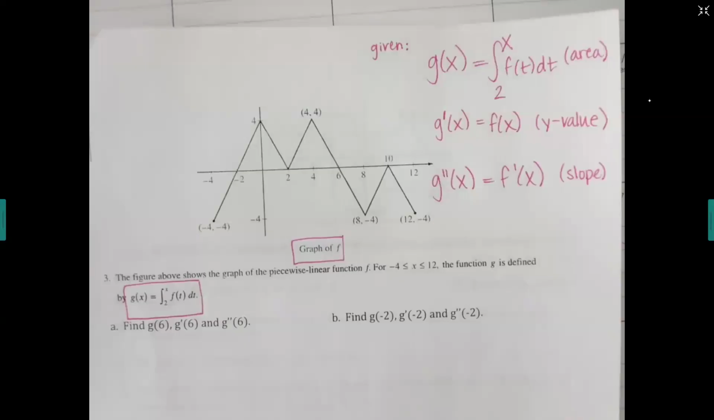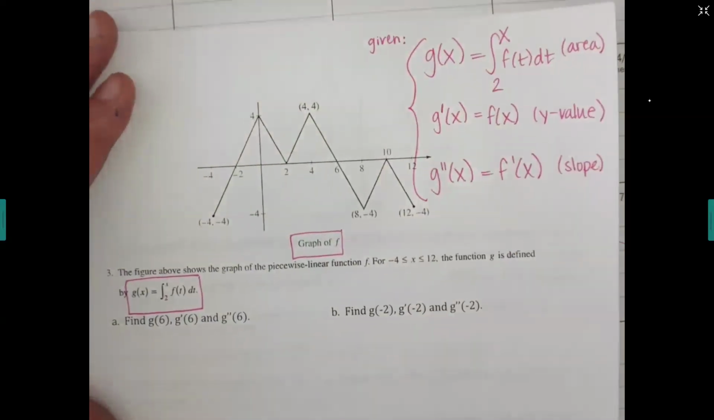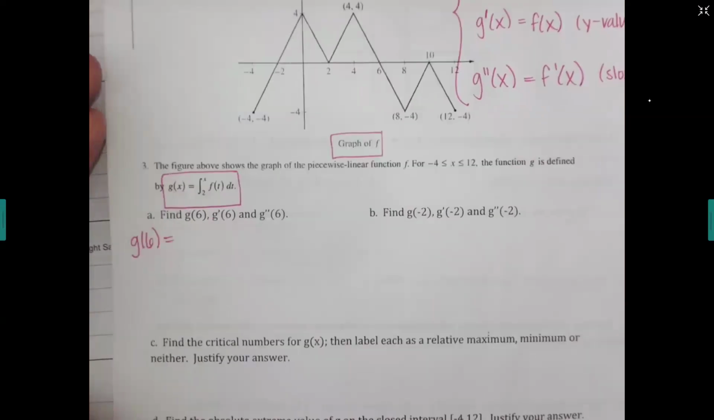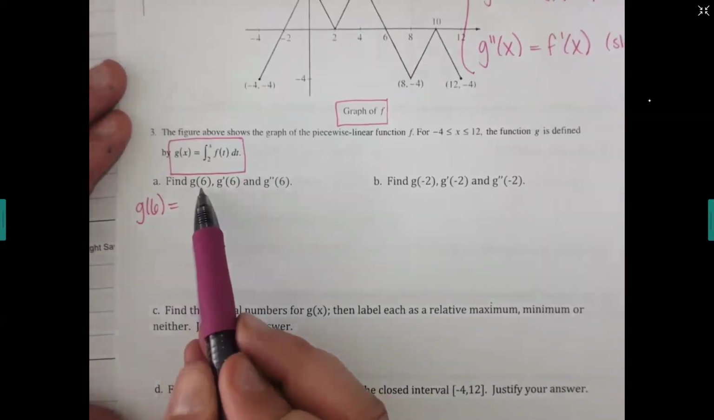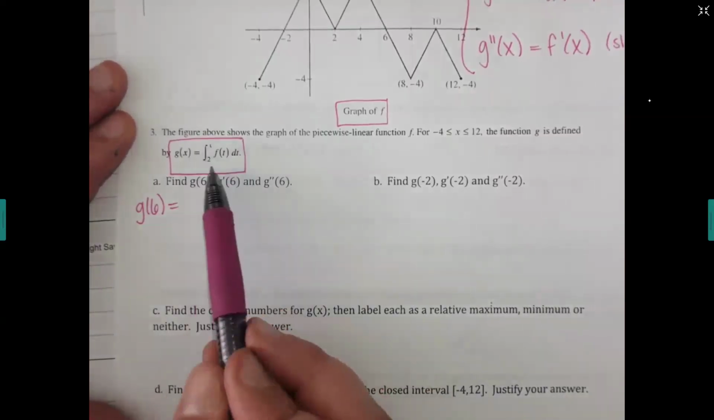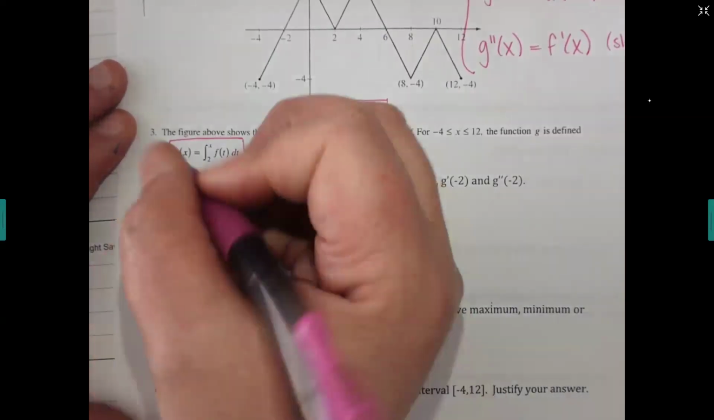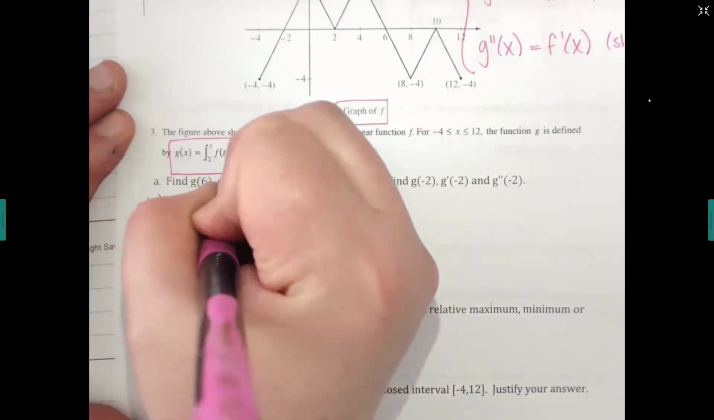So let's work through part A. Part A says to find G of 6. So G of 6 equals, and then I know from the front page, okay, that if they want me to find G of 6, I'm going to plug 6 into the equation for G, which is right here. Where is my 6 going to go? Where the X is, which is on the top. Very good.